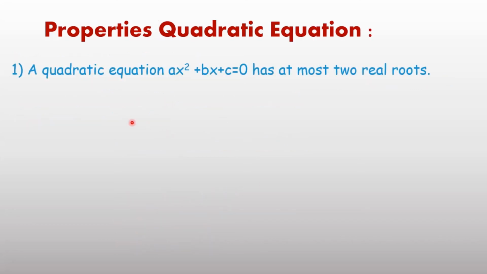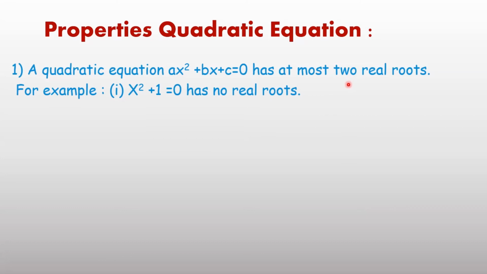Now some properties which you should know. If any quadratic equation is given, x square plus bx plus c equal to 0, it has at most 2 real roots. Maximum 2 real roots you will get. For example, x square plus 1 equal to 0. If you solve, you will not get a real root here. In next video, I will discuss about this condition, that is known as nature of roots.